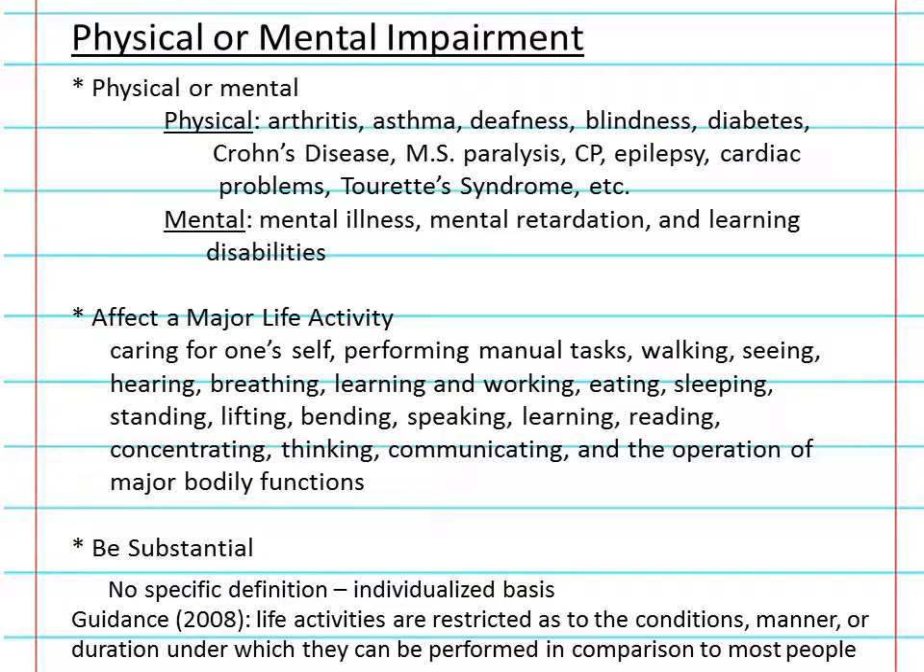Now the third part there is substantially limits. Now this is a little unclear. There's no specific definition of what substantially limits means. So it is focused on by the team on an individualized basis, on whether it's substantially limiting those major life activities. Now in 2008, the government did provide a little guidance on how to define substantially limits, and they gave the guidance that life activities are restricted as to the conditions, manner, or duration under which they can be performed in comparison to most people. So it gives you a little bit more understanding of what substantial might mean. But it just gives the team a little bit more leeway to make that determination. So that's kind of that first piece of the definition.